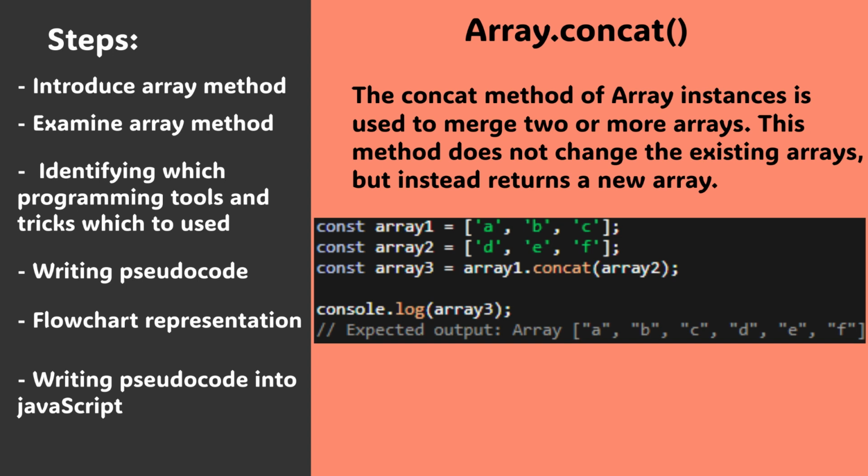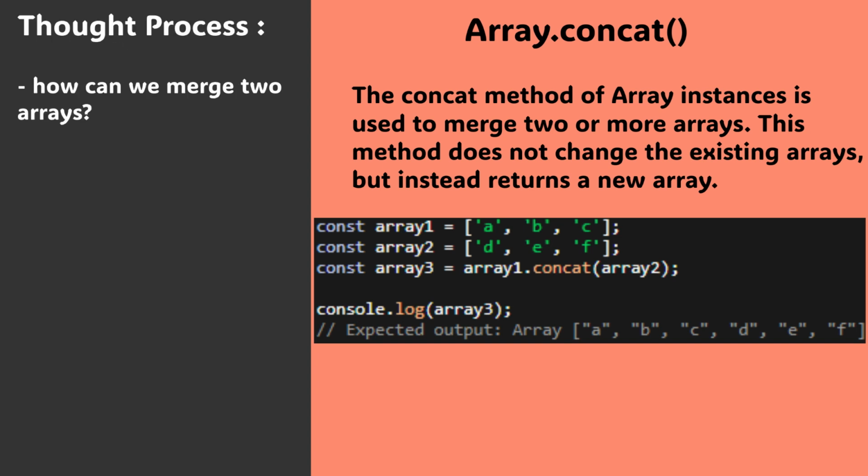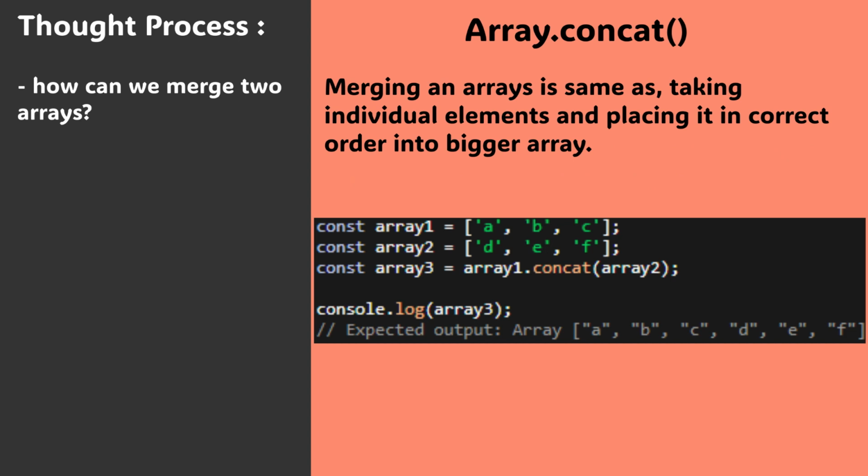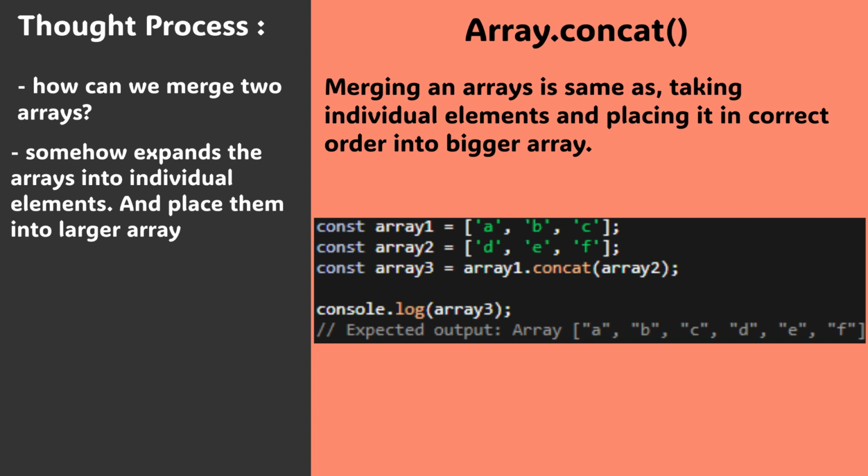Now pause the video and think how it can be made, or at least give it a try. So, from looking at the example input and output and the definition of the method, how can we merge two arrays? If you think about it, merging arrays is the same as taking individual elements and placing them in the correct order into a bigger array. So, the next logical step would be, if we somehow expand the arrays into individual elements and place them into a larger array, then return that. That could work. Now, the question is how to expand the arrays into individual elements?